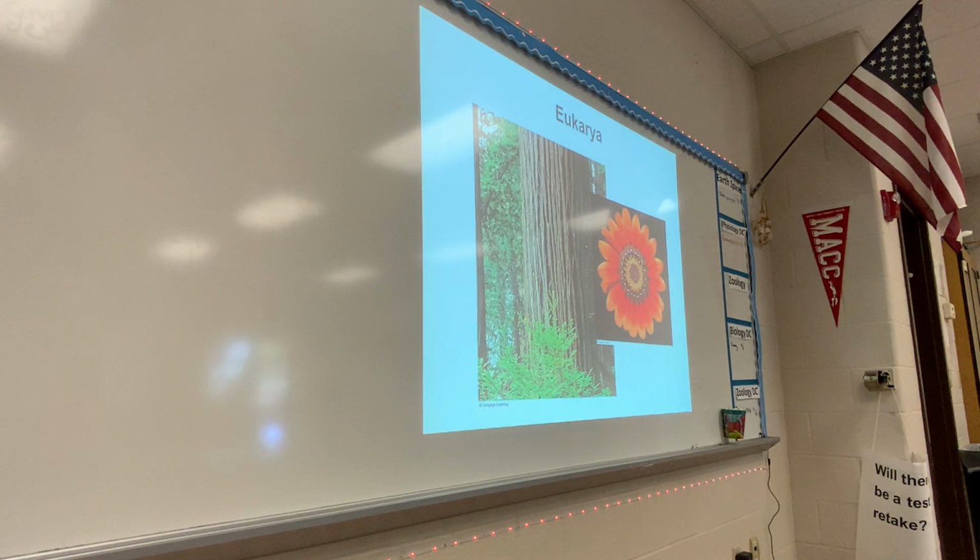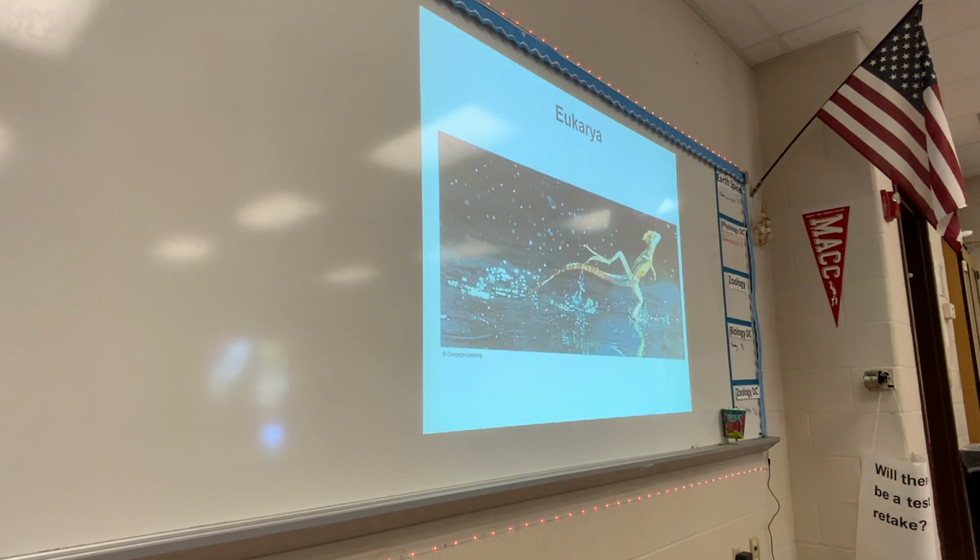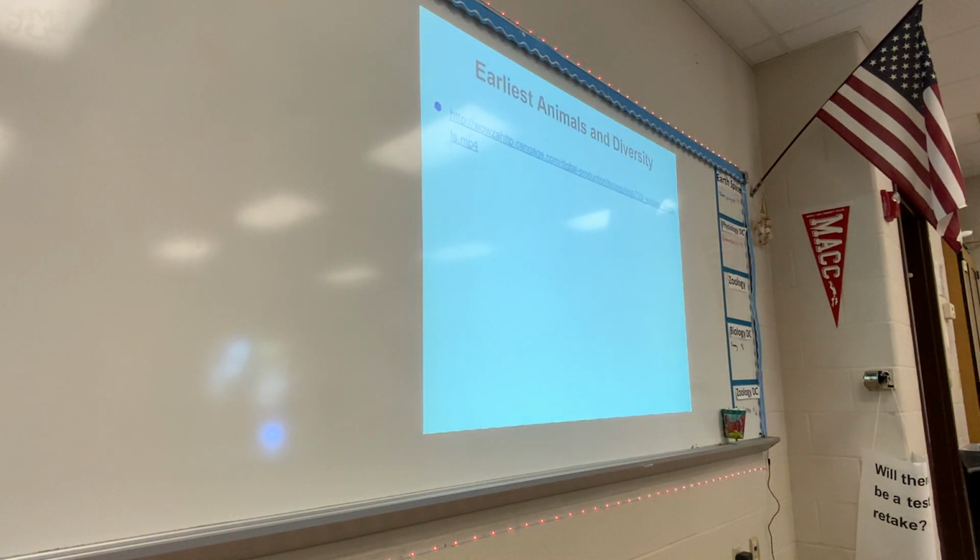So eukarya, again, that is a membrane-bound nucleus. So we start with our eukaryotes, and then eukaryotes can be plant or animal. Plants fall into the eukaryotic group as well. And fungi are in the eukaryotic group, and here are some examples of fungi. And animals can be in the eukaryotic group. Alright, so we're going to watch a little video about it.